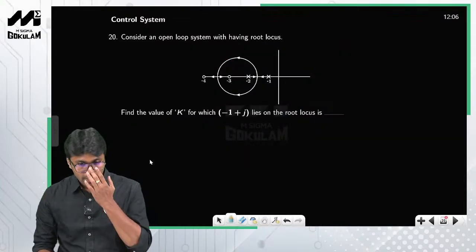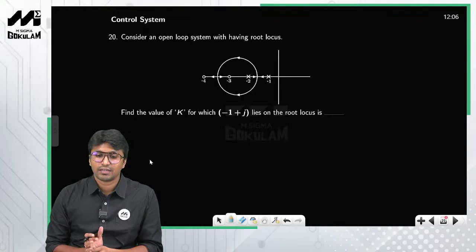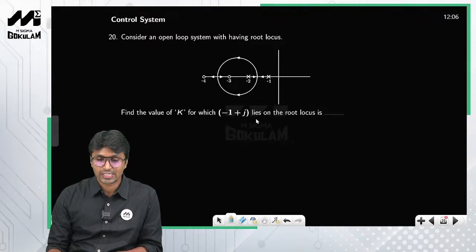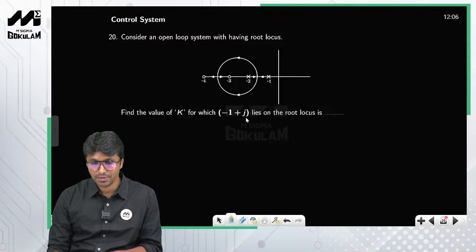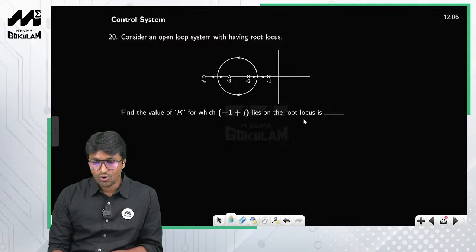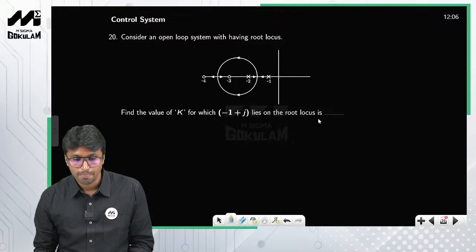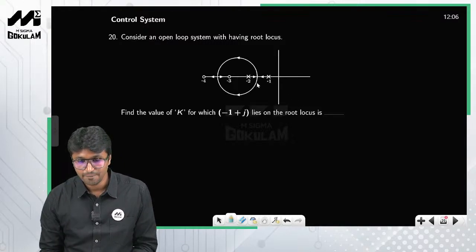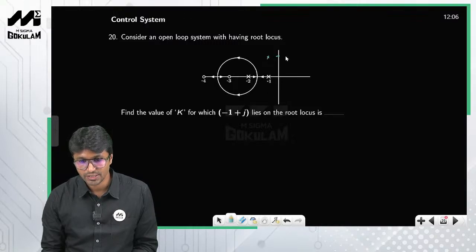So consider an open loop system which has a root locus as shown in the figure, okay. Find the value of K for which -1 plus j lies on the root locus, right? -1 plus j lies on the root locus. Now you can clearly see that -1 plus j is at this particular point, right? So if this is j1, this is the point.